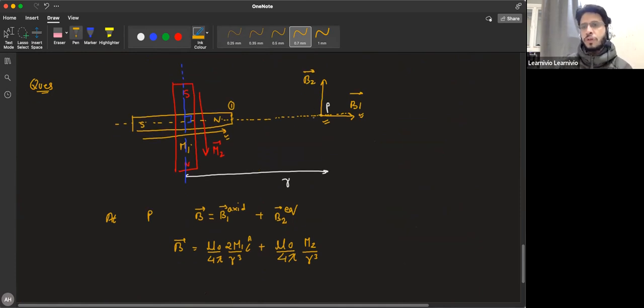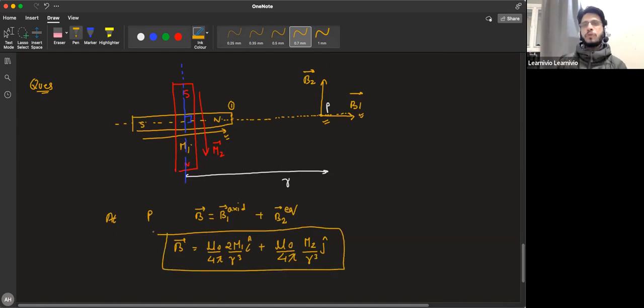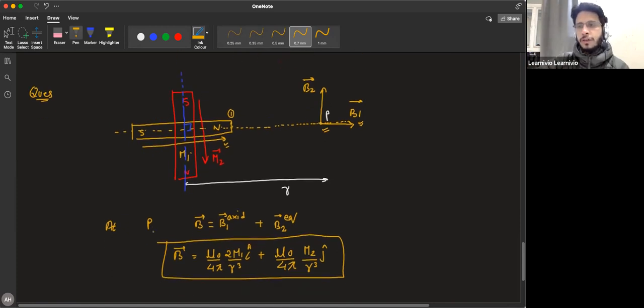So upward means positive y-axis means j. This is how we calculate. This is the first type of question that you can get on bar magnet. Some bar magnet will be given. You are supposed to calculate the field on the axial line and the equatorial line. Do it. Is it clear, everyone?